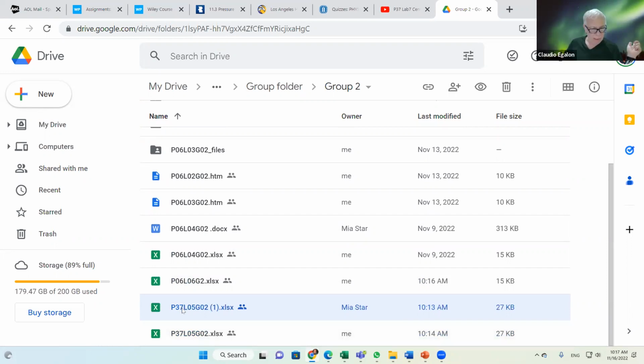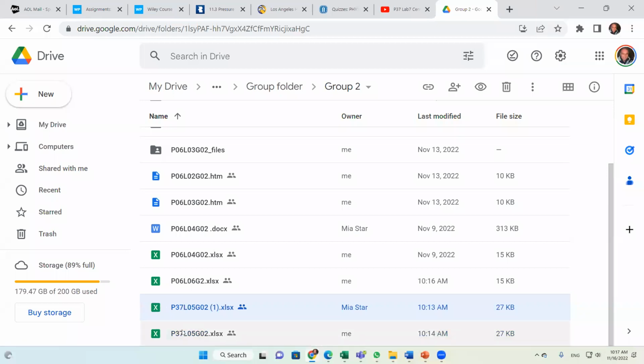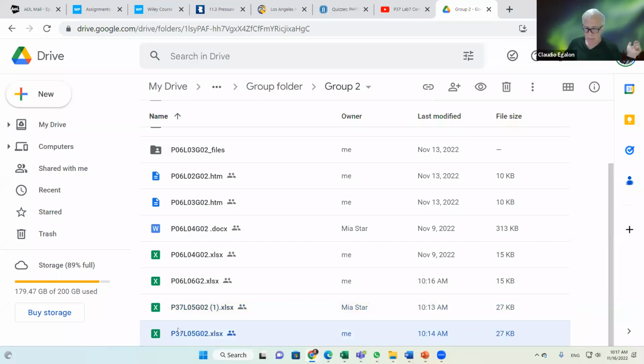But you've got to change it. It's not P37, it's P06, okay? Oh, okay, got it. That's what needs to be fixed. So you choose which one you want to keep, this one or this one. I'm not going to correct both of them, okay?